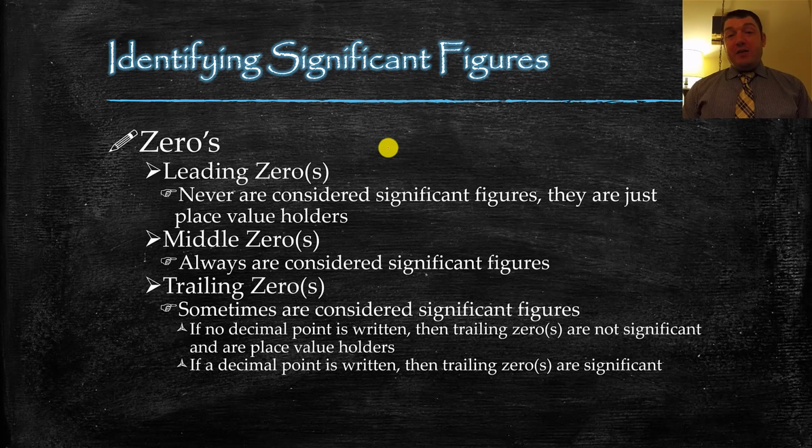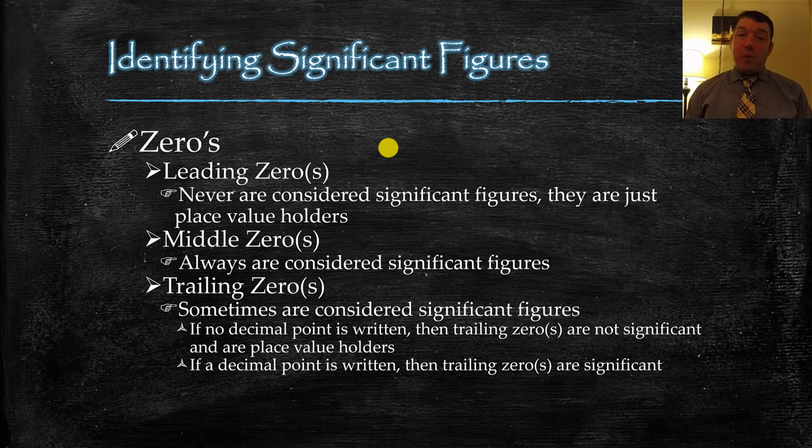Leading zeros are the easy ones to deal with. Leading zeros, zeros that are to the left of the other numbers, are never significant. We never have to worry about leading zeros. So, leading zeros we like, leading zeros never significant. Sandwich zeros, middle zeros, we also like.